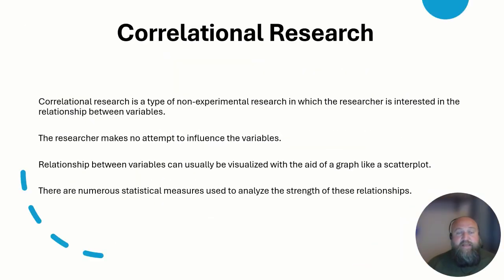Next up, we have correlational research. With correlational research, this is non-experimental research in which the researcher is interested in the relationship between two variables, at least two variables. It can be more. The researcher makes no attempt to influence the variables, and the relationship between variables can usually be visualized with the aid of something like a graph, such as a scatter plot. There are numerous statistical measures that are used to analyze the strength of that relationship. And we're not going to go into all that because that's statistics.